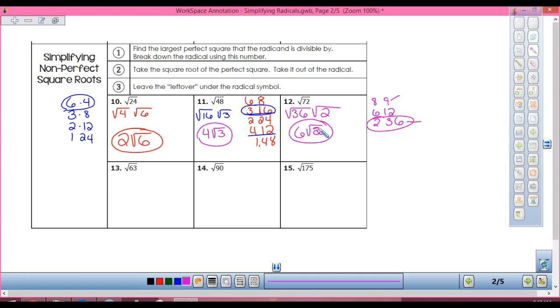Okay. They're a heck of a lot easier when there's not a whole bunch of factors, right? So 63 doesn't have a lot of factors, does it? Can you think of one that's a perfect square? 9 and 7. So right away we know it's going to be 9 and 7. So how am I going to write it? Root 9 times root 7. So root 9 is 3, so 3 times the square root of 7 is going to be my answer.